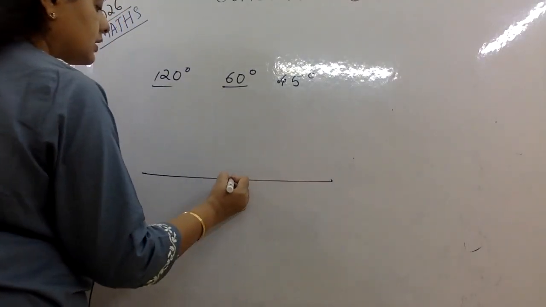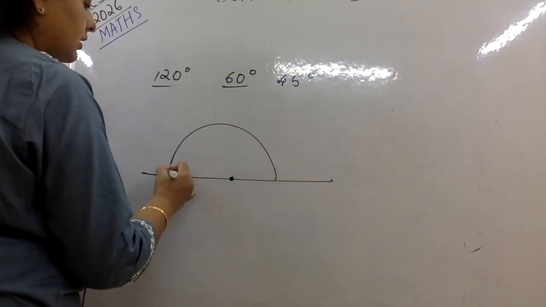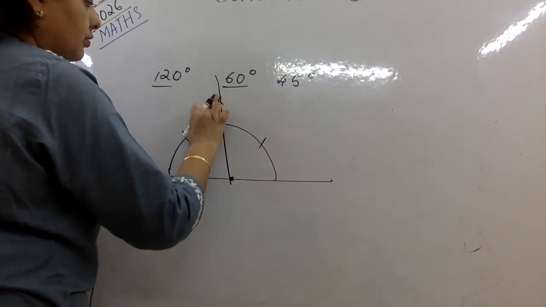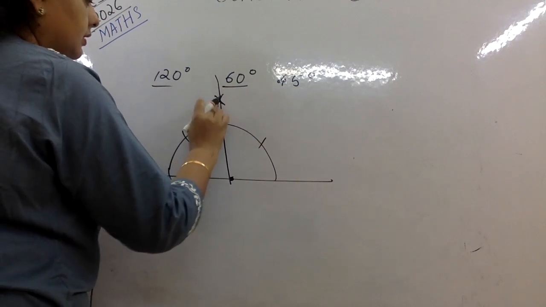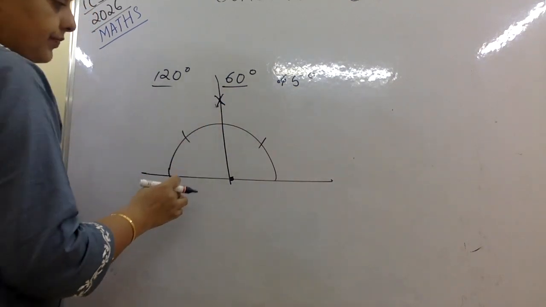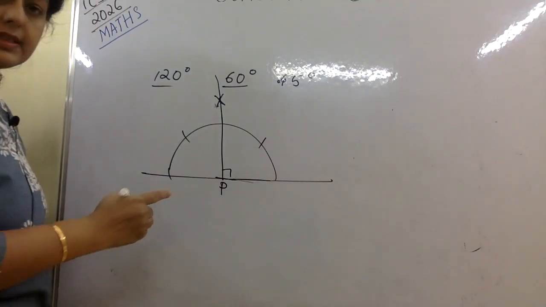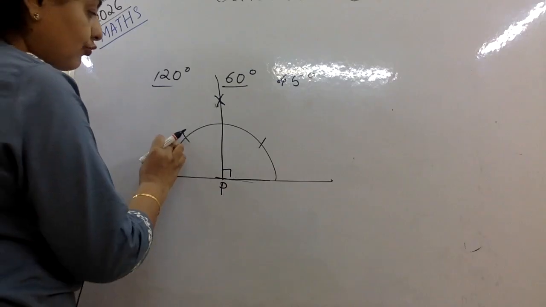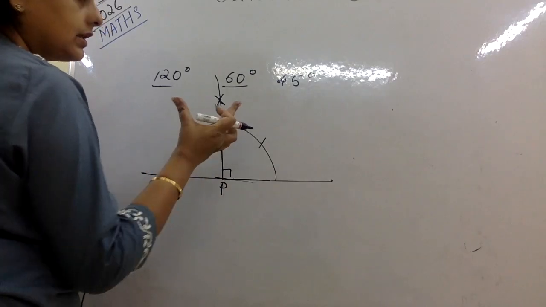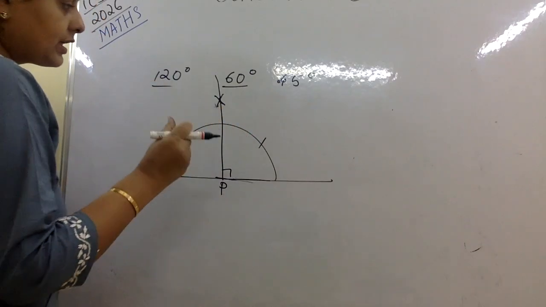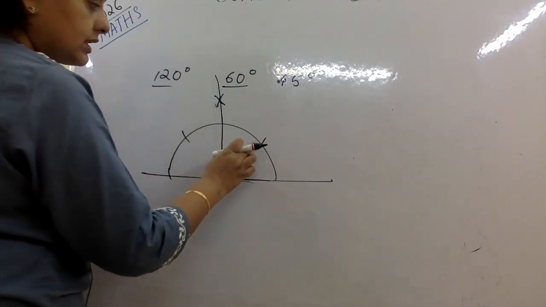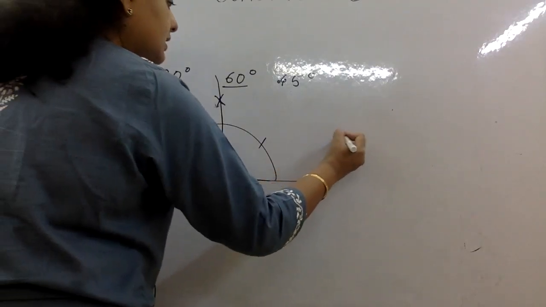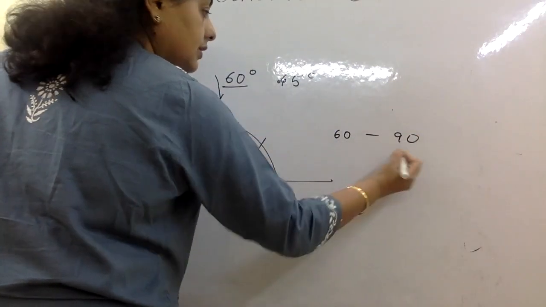Now here, you make the semicircle and you make your 90 also. This is your 90 degree and now this is your 120. Between 120 and 90 you have 30 degrees. And between 60 and 90 there also you have 30. So 60 to 90 is a 30 degrees gap.